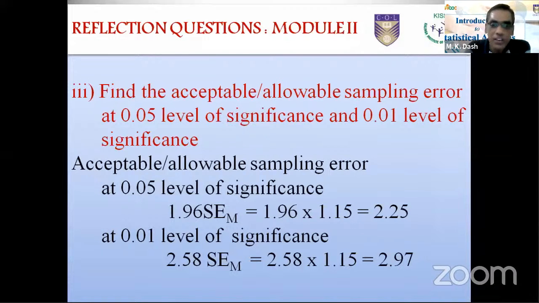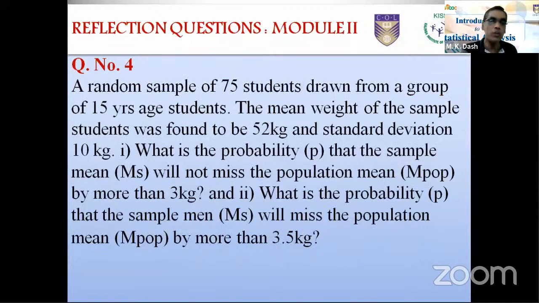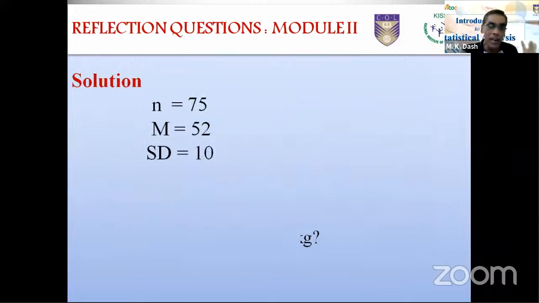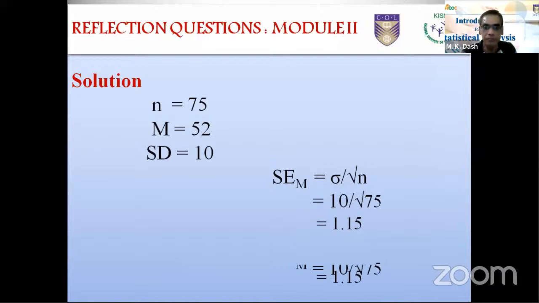Now, this is the acceptable range for 1.96, that is 0.01 level and 0.05 level. Now coming to the last question, fourth question. That question is already with you. If you analyze the question, we get these values: our number of samples is 75, mean is 52, standard deviation is 10. Immediately find out the standard error of mean. The procedure remains the same. All the data are given, so easily you can find the standard error of mean, that is 1.15.